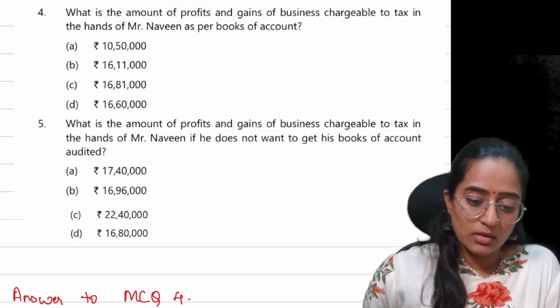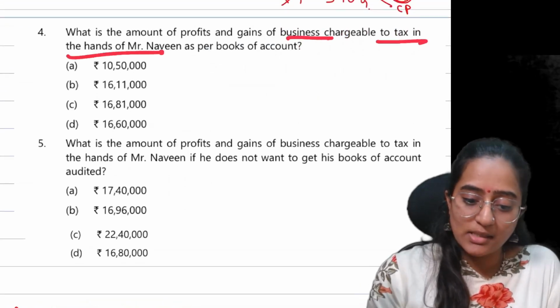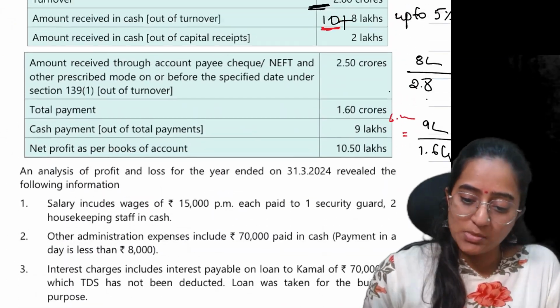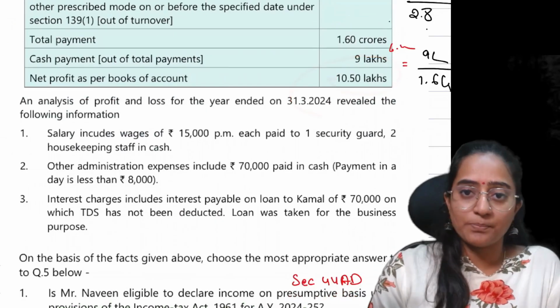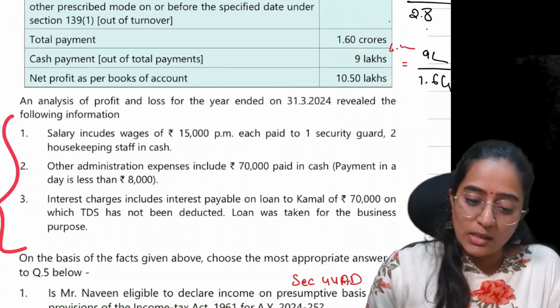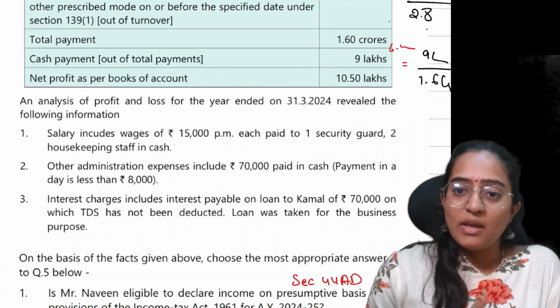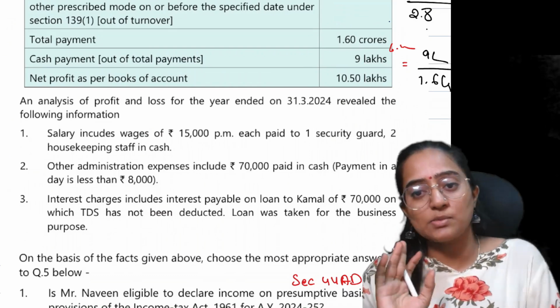Clear? So, what is the amount of the profits and gains of business chargeable to tax in the hands of Mr. Navin as per books of accounts? Okay, as per books of accounts, how much have they given? Please look into the question. 10 lakh 50,000. So they have given the P&L and revealed the following information. We have to see whether it is allowed or disallowed. If it is disallowed, we have to do the computation as per PGBP.